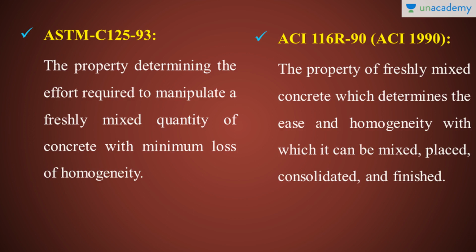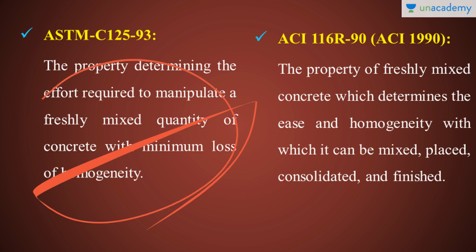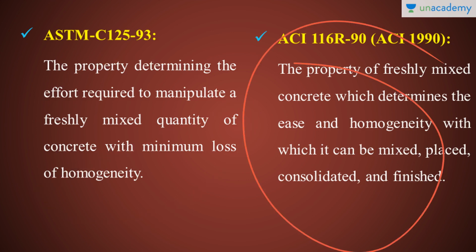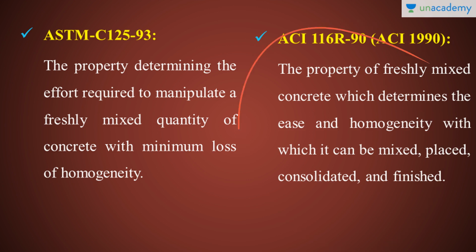They are from international bodies, that is ASTM and ACI. According to ASTM C125, workability is the property determining the effort required to manipulate a freshly mixed quantity of concrete with a minimum loss of homogeneity. The other one is ACI 116R-90: the property of freshly mixed concrete which determines the ease and homogeneity with which it can be mixed, placed, consolidated and finished. This is quite similar to the IS definition, so we can see that it is quite familiar to us. Both definitions say the same thing: it is the ease with which it can be worked with.